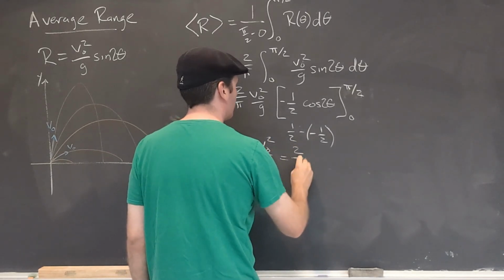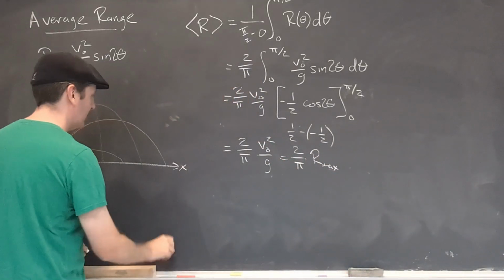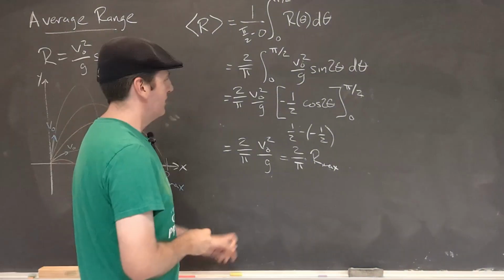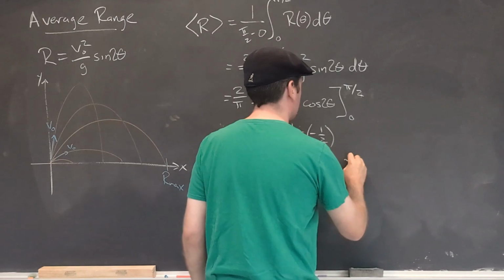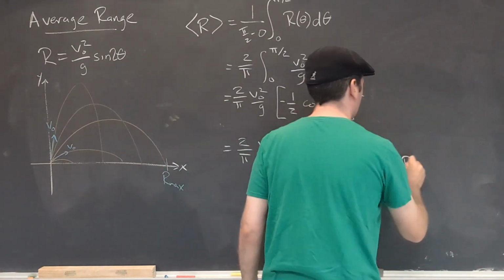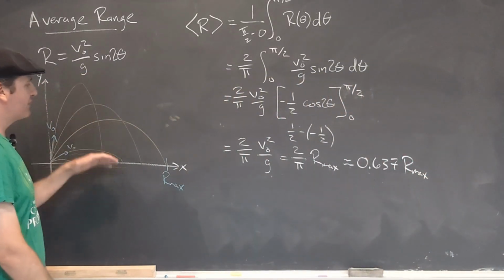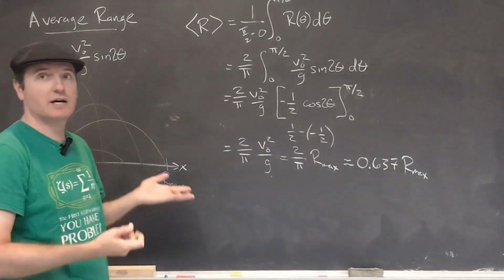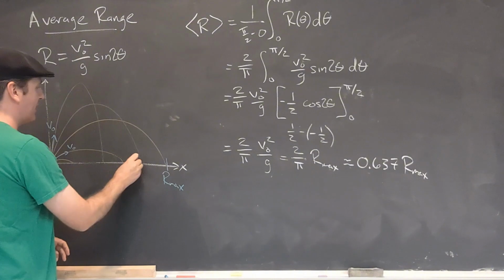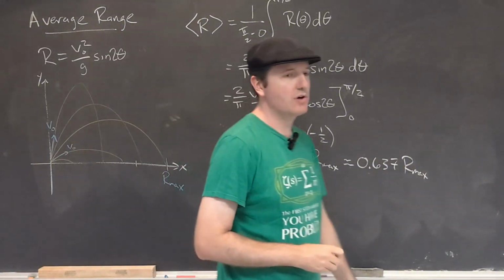Or in other words, 2 over pi times my maximal range, which, remember, is at a 45-degree angle. Numerically, this is approximately 0.637. So it's kind of interesting that the average range is not half. It's not the halfway point. It's a little bigger than that. You end up averaging almost 2/3 of the way over from where you started.